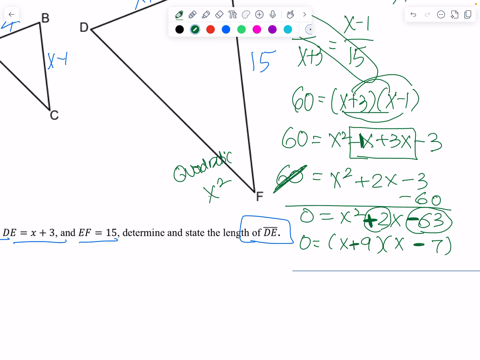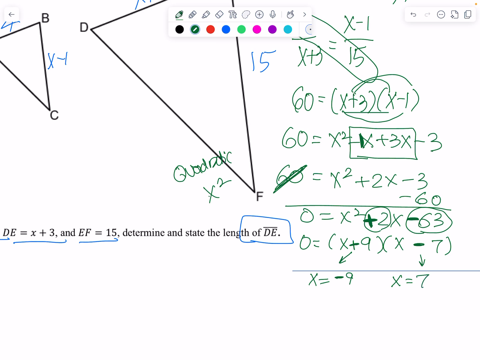Now, remember, these are factors. You set each one equal to 0 and solve, or the fastest way to do it is you just do the opposite sign of the factor. So x plus 9, and if I were to solve for x, I would subtract 9 on both sides, and the opposite sign is -9. And the same for this, opposite sign of -7 is positive 7.